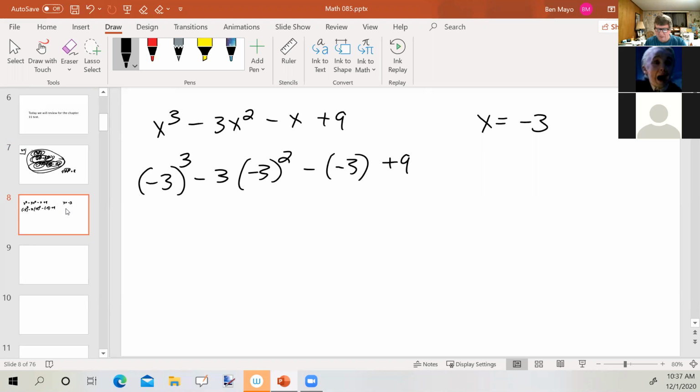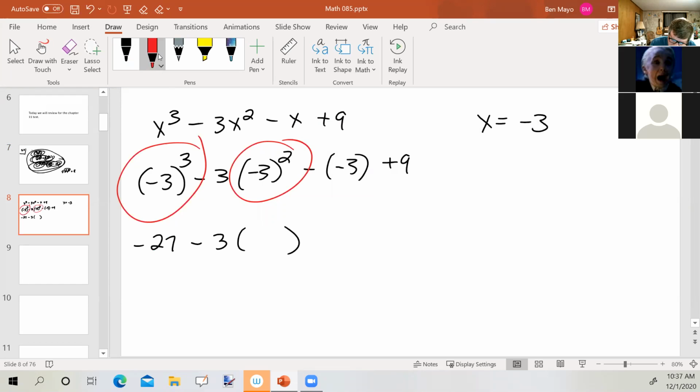Lots of 3's and -3's there. Okay, now simplifying this first term, -3 times -3 times -3 would be -27. Then we have minus 3 times -3 times -3, which is +9. Minus a -3 becomes plus a +3 and then plus 9.